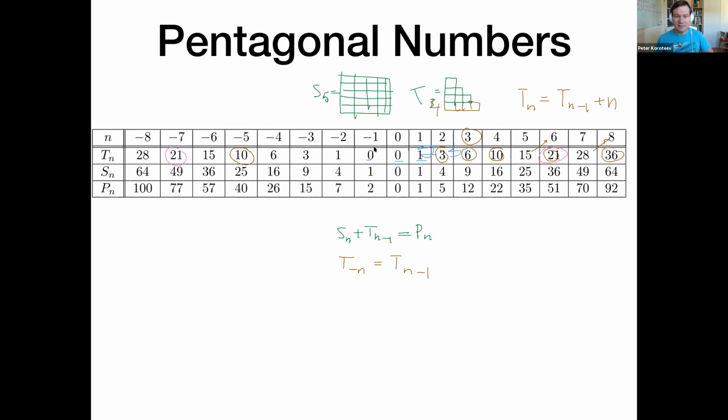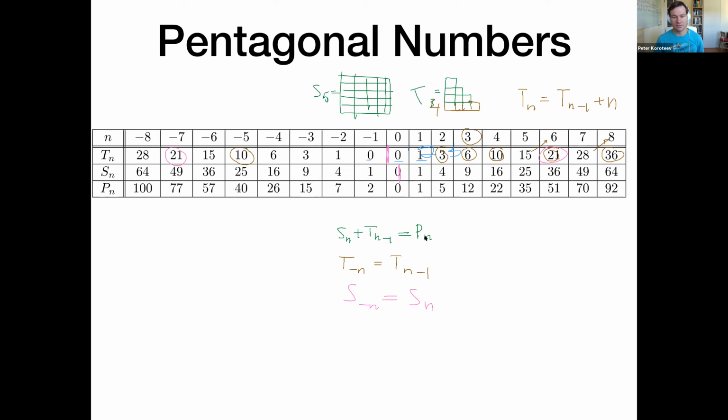It's because T negative 1 is also 0. So there's a reflection symmetry relative to this line over here. And the same thing with the square numbers: S of negative n equals S of n. Yes, that's right. Only here there's a reflection around 0, right? So it's kind of a reflection over here. Yes. Okay.